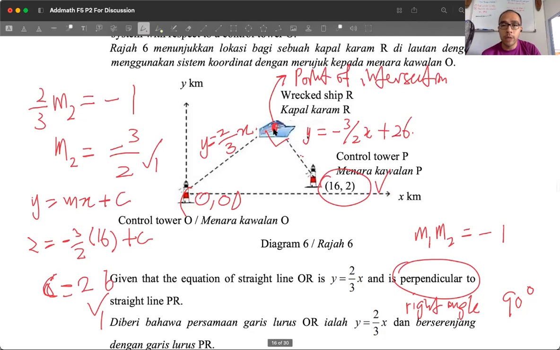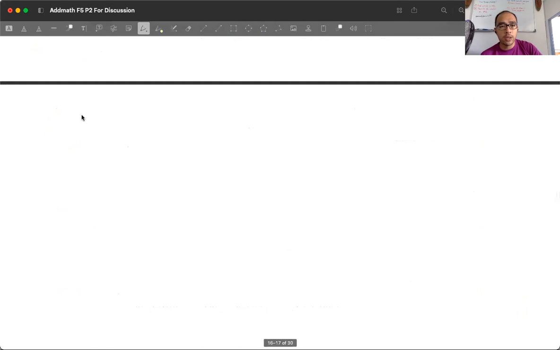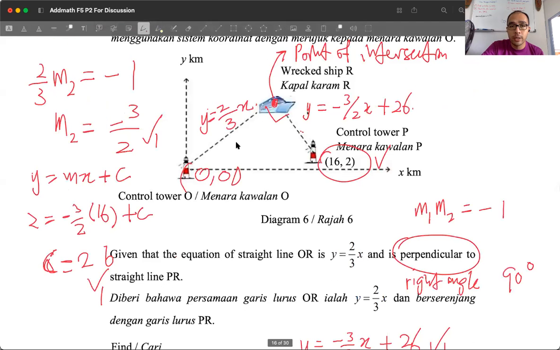So what do we have to do with the point of intersection? For the point of intersection, we use the y equals y method. We learned this last year. I hope you still remember, but never mind. So y equals y. We want to find the point of intersection. So the y on one side is 2 over 3x, equals negative 3 over 2x plus 26, because it is the point of intersection.